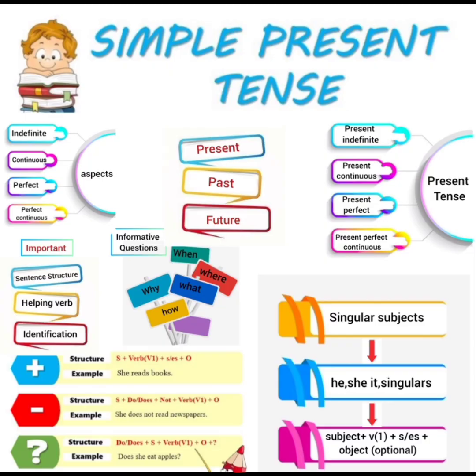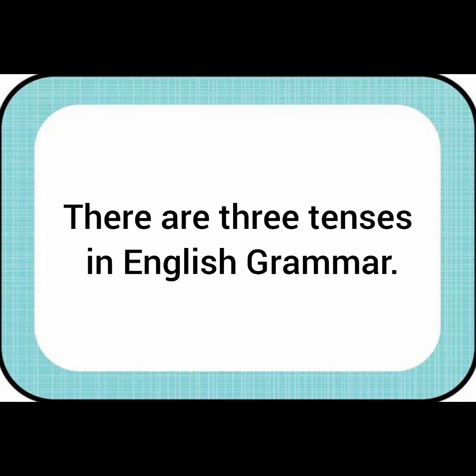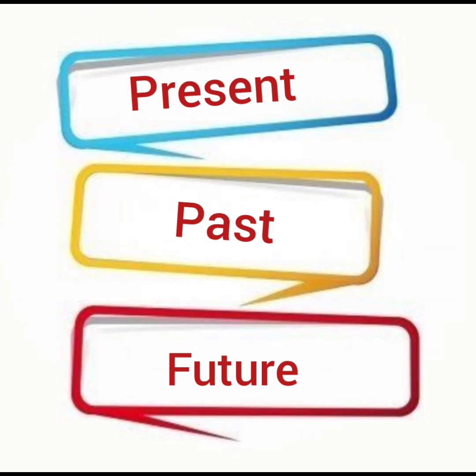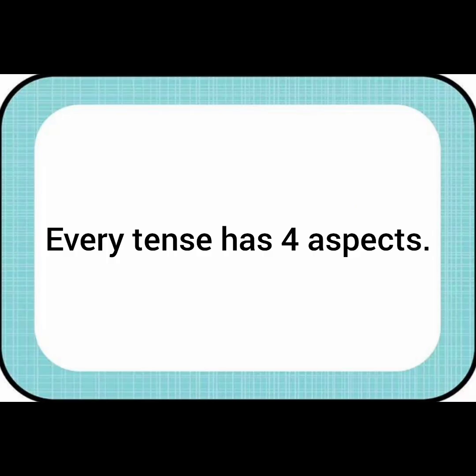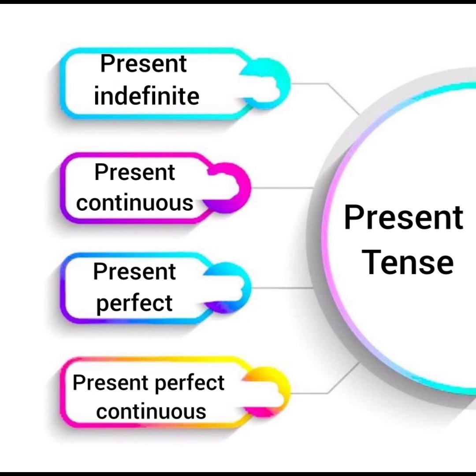I'm here with my today's video and my today's topic is tenses. Tense is defined as the time of action. As you all know that there are three tenses in English grammar: present tense, past tense and future tense. And then every tense has further four aspects, that is indefinite, continuous, perfect and perfect continuous. For present tense, present indefinite is there, then present continuous, present perfect and then present perfect continuous is there.